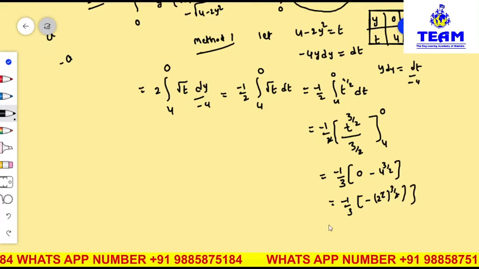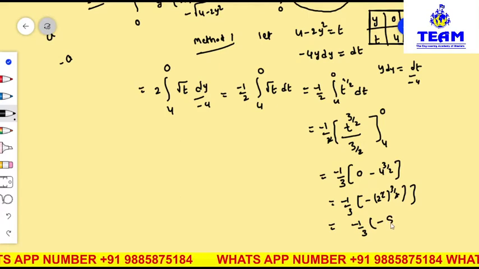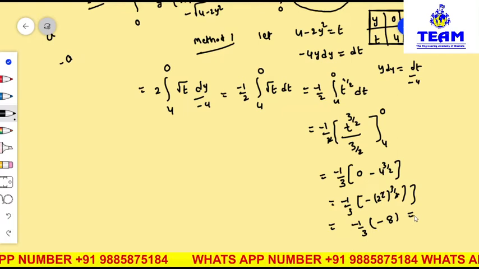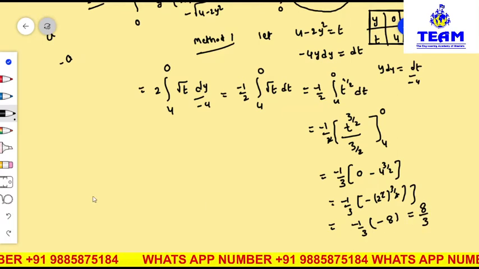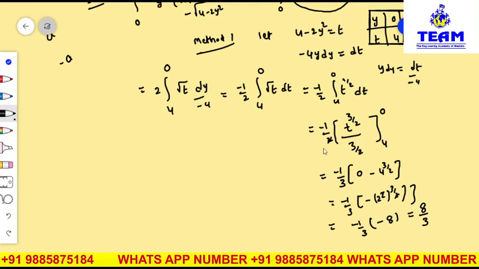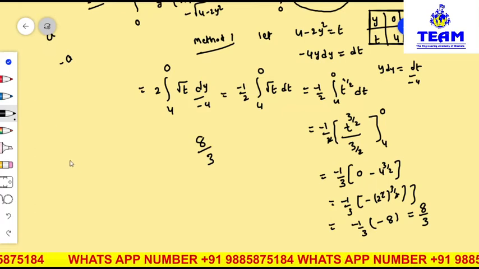Then you will have a minus 1 by 3 times of minus 2 cube. Minus 2 cube means 8. So minus 8 into minus 1 by 3 is nothing but what? 8 by 3. So you got the answer is what here? In the method 1 you have 8 by 3 is the answer. Next method 2 you can do.